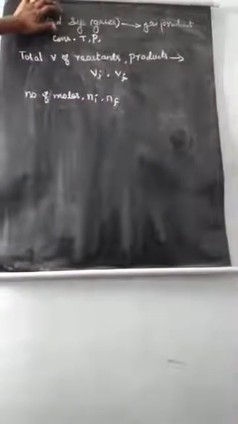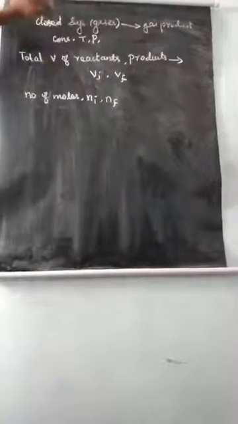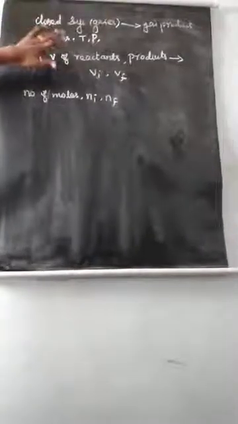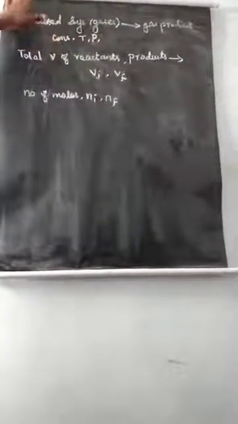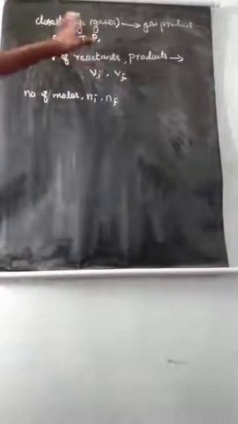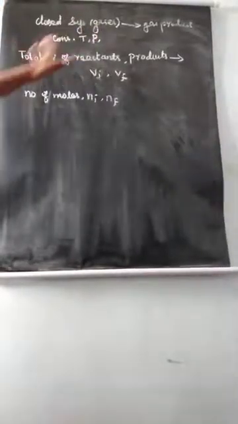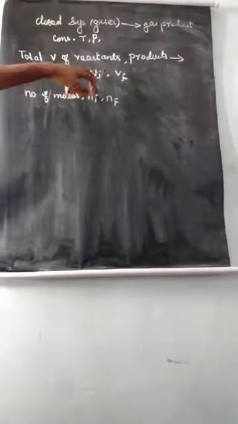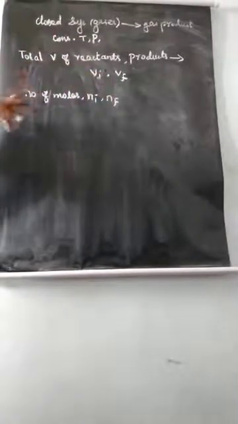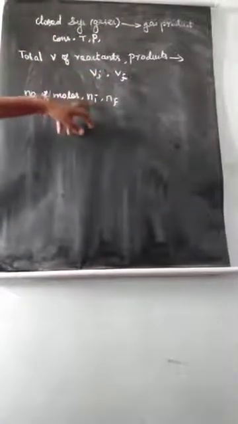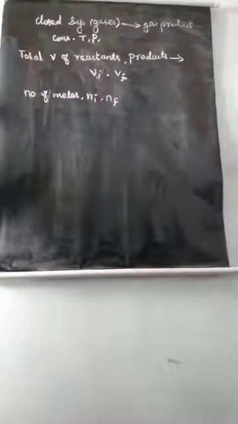Listen, consider a closed system. In this closed system, temperature and pressure are constant. The volume of reactants and products is Vi and Vf, and the number of moles of reactants and products is Ni and Nf.